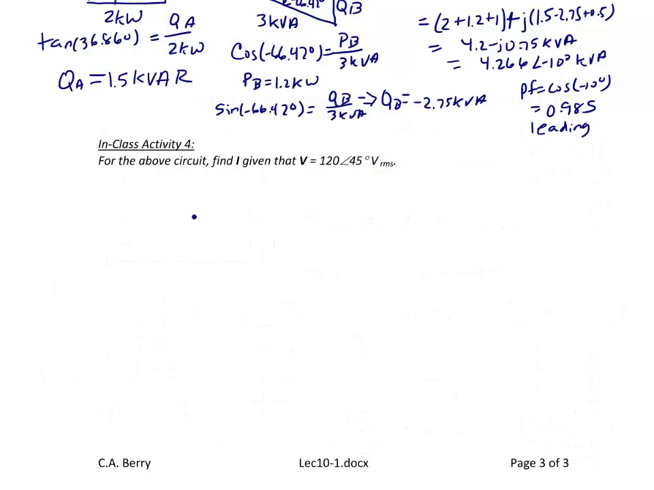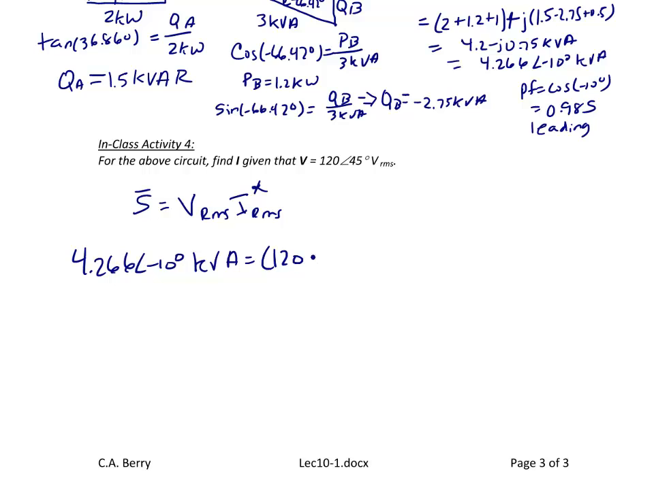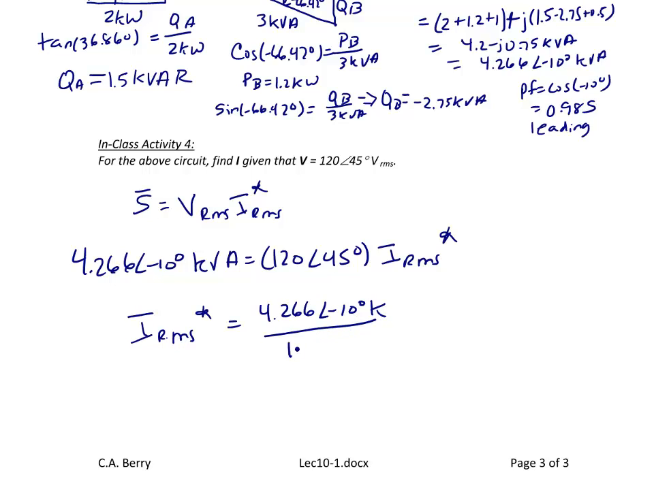And now for our final example in today's lecture. Given the voltage and given the complex power, let's find the current. Recall that the complex power is equal to V RMS I RMS conjugate. So since we know the voltage and we know the complex power, we can find the current. So the complex power is 4.266 with an angle of negative 10 degrees kVA. And this is equal to 120 with an angle of 45 degrees times I RMS conjugate. So I RMS conjugate is equal to 4.266 with an angle of negative 10 degrees k divided by 120 with an angle of 45 degrees. And you would take the conjugate of that answer. And finally, you would get that the current is 35.55 with an angle of 55 degrees.